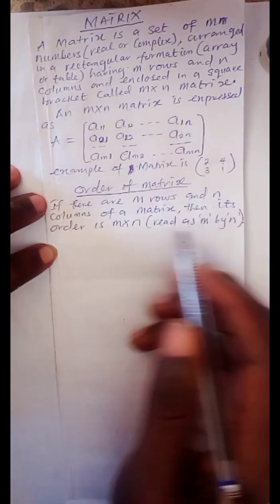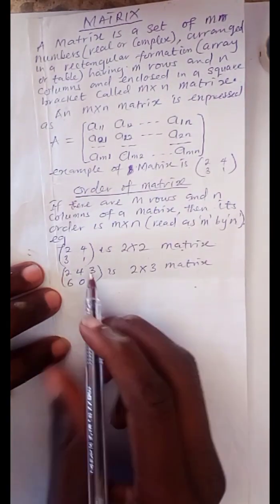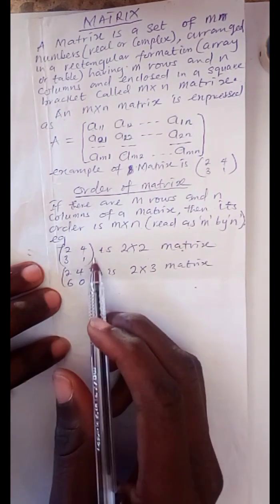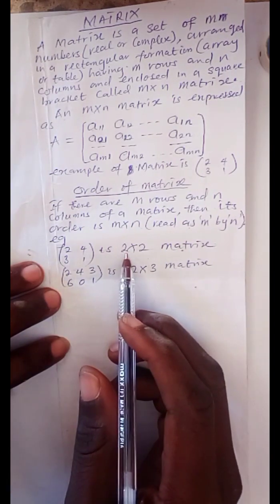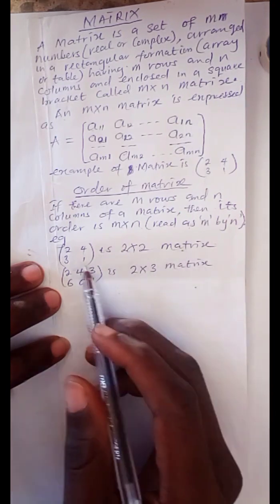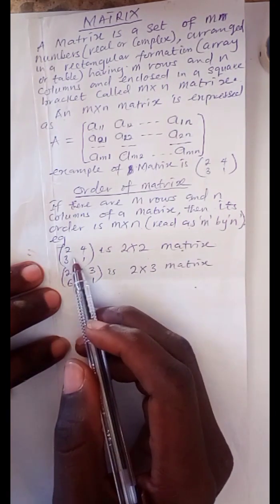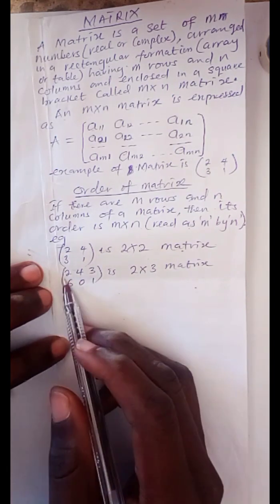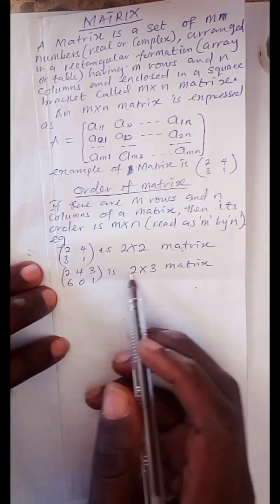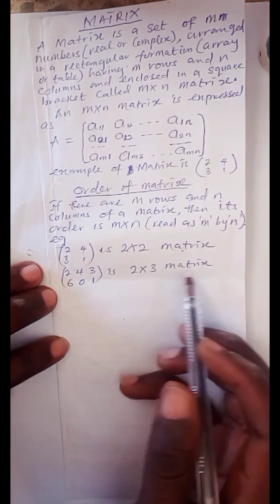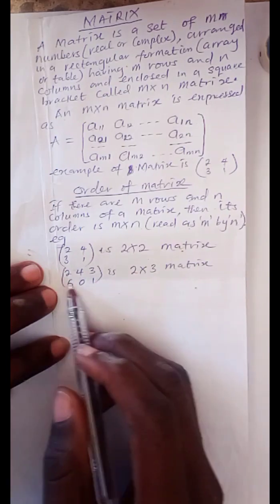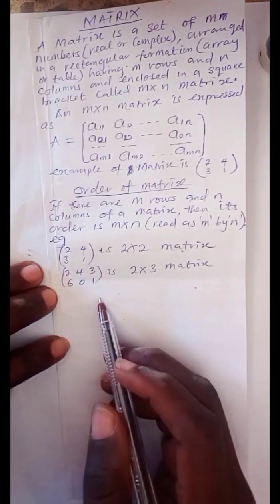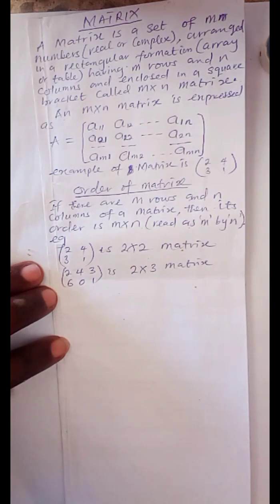So now let's take an example. If you have a matrix of this kind, then this is an example of a 2 by 2 matrix because it has 2 rows and 2 columns. Also, if we have a matrix of this kind, then we call it a 2 by 3 matrix because it has 2 rows and 3 columns. I hope you understand how to name this matrix.